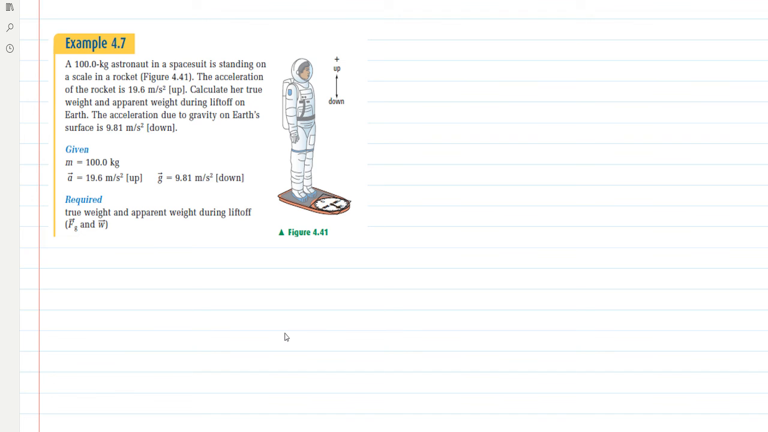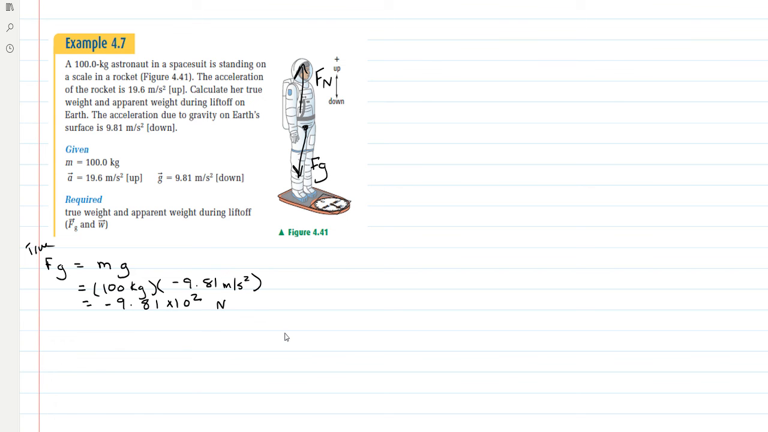So, to find the true weight, Fg is equal to mg. True weight is equal to 100 kilograms times negative 9.81 meters per second squared. And it is negative because the Fg is acting downwards on this person, and our normal force is acting upwards. So negative 9.81 times 10 to the 2 newtons.